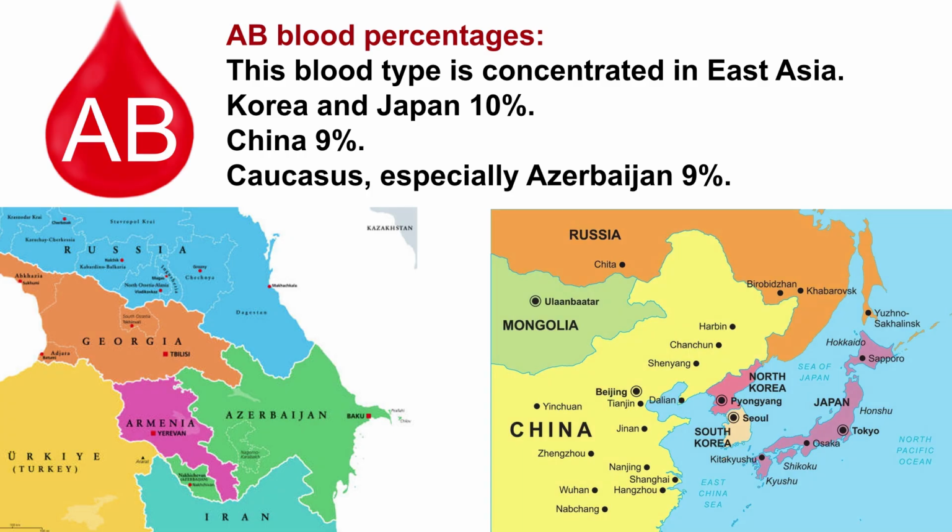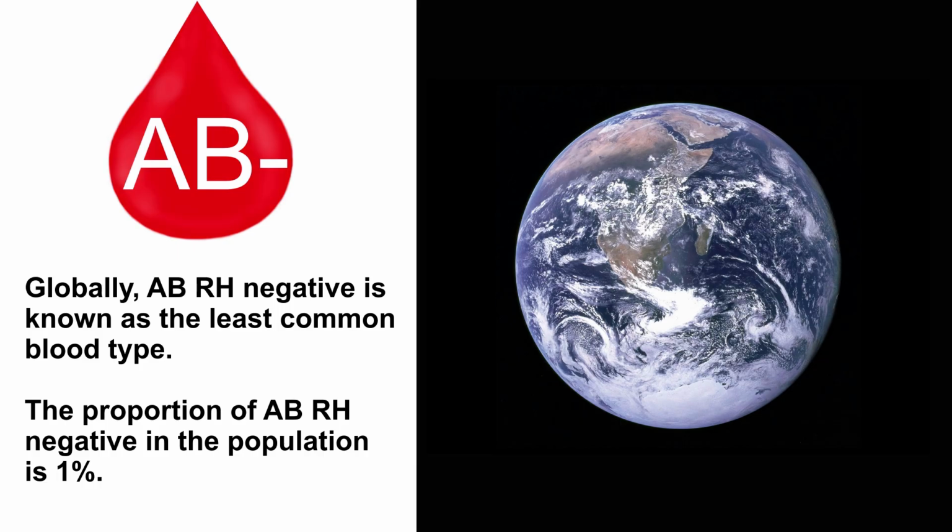Blood type AB is most common in East Asia. In Korea and Japan, 10% of the population has AB blood. In China, the rate is 9%. In the Caucasus region, also known as West Asia, particularly in Azerbaijan, AB blood type is found at a level of 9%. Globally, AB Rh-negative is known as the least common blood type. The proportion of AB Rh-negative in the population is 1%.